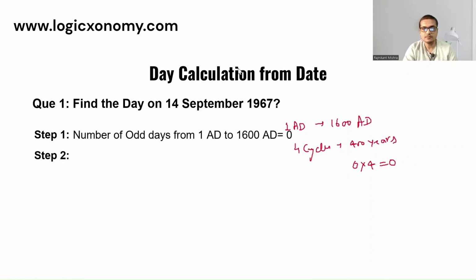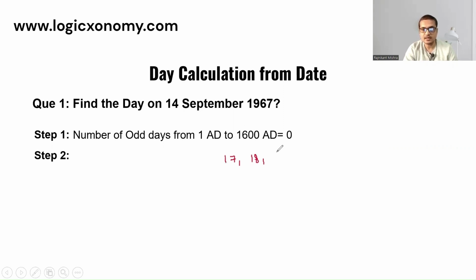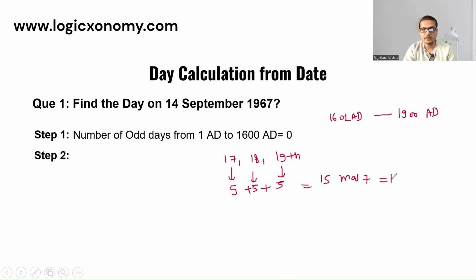Now in step number 2, calculate the number of odd days in the 17th, 18th and 19th century. It means from 1601 AD to 1900 AD. As we know, in each century, the number of odd days is equal to 5. So the total number of odd days is 15 mod 7, which is equal to 1. In the next 3 centuries, the number of odd days is equal to 1.